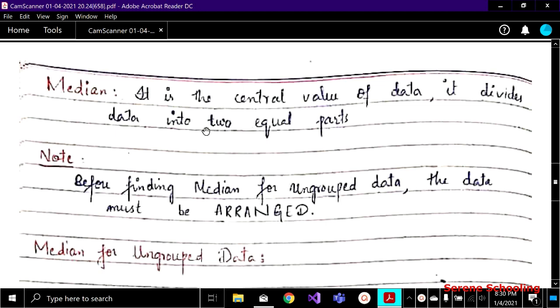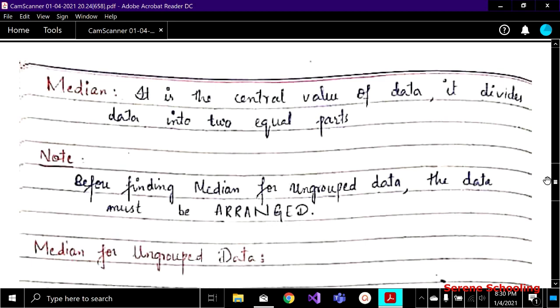Before going to that, you have to know one thing: whenever we find the median for ungrouped data, the data must be arranged. In all these measures, like median as well as percentiles, quartiles, deciles, the data must be arranged, otherwise you will not get the accurate answer.